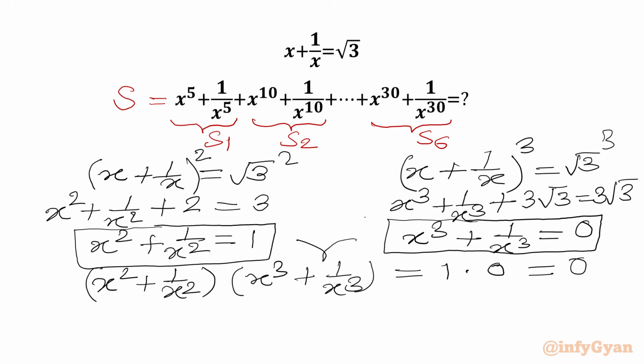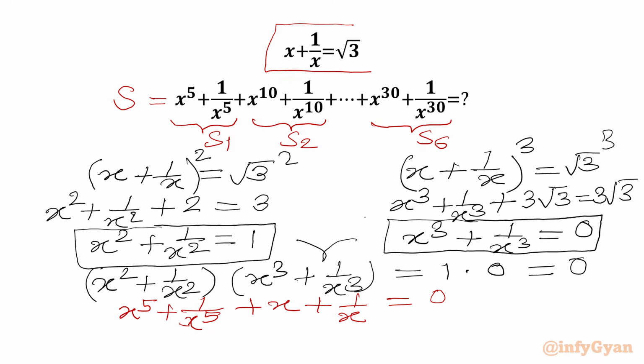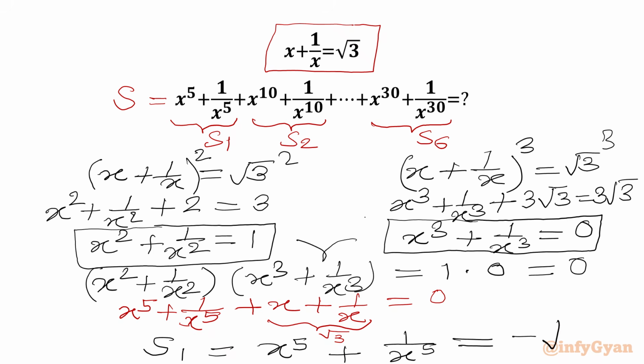Let's multiply both the brackets. We'll get x power 5 plus 1 over x power 5 plus x plus 1 over x equal to 0. Now x plus 1 over x is square root 3. So here we can write square root 3, which we will take to the RHS to get S1. So I am writing here S1, which will be equal to x power 5 plus 1 over x power 5 equal to minus square root 3.